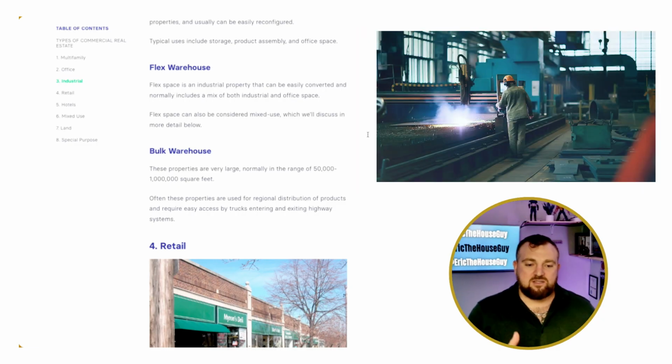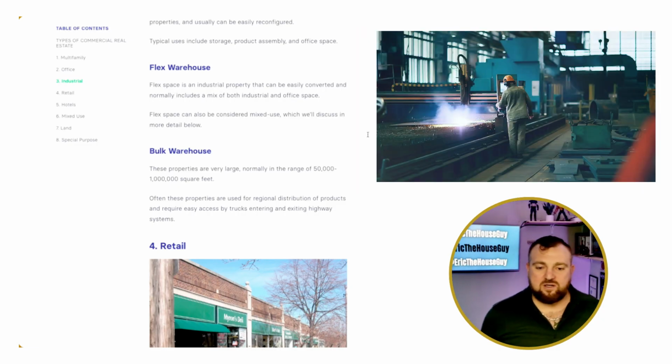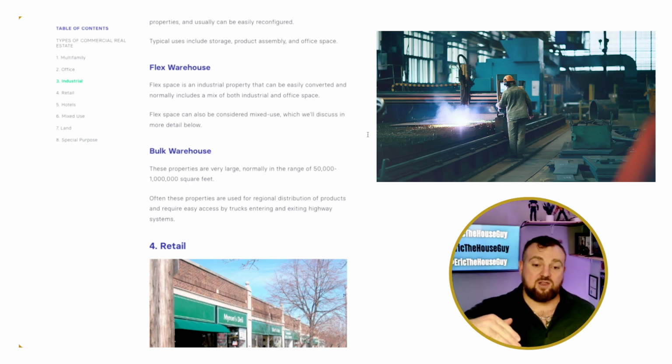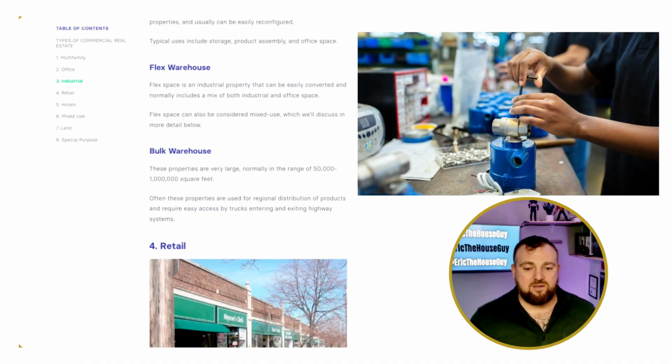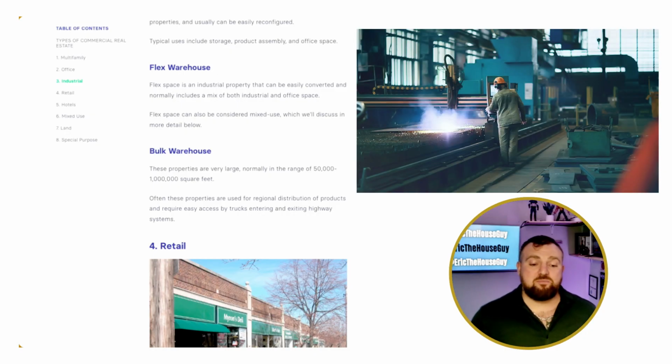Heavy assembly, this can include activities such as metalworking, welding, or machinery. These properties often have higher ceilings and larger floor plans to accommodate the heavier machinery and equipment needed for those activities. Now, the type of industrial real estate a business chooses would depend on their specific needs and the nature of their operations. Light assembly properties may be more suitable for businesses that have smaller, more specialized production needs, while heavy assembly properties may be better suited for businesses with larger, more complex manufacturing needs.